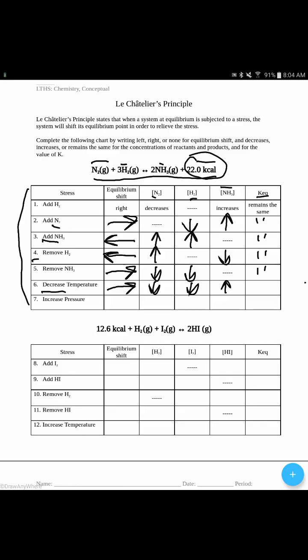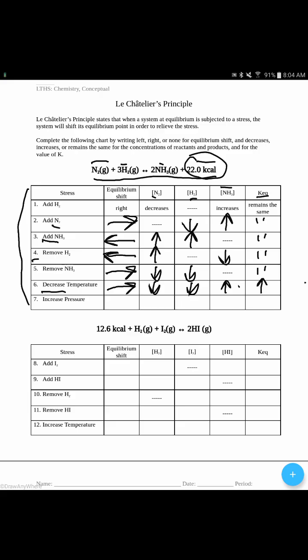Okay, now since the temperature changed, the KEQ will actually change this time. So the KEQ is going to do, if the temperature changes, the KEQ will do whatever the product does. So since the product increases, the KEQ will also increase.